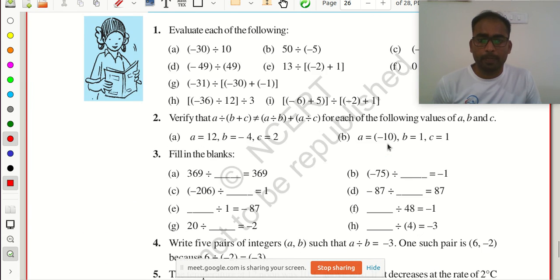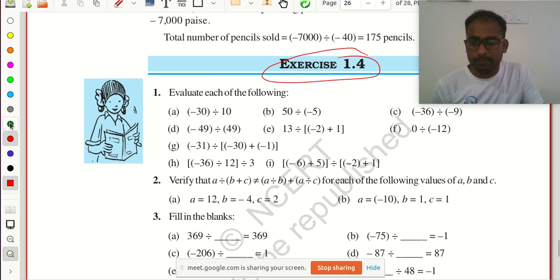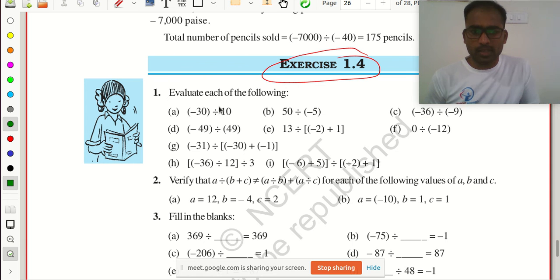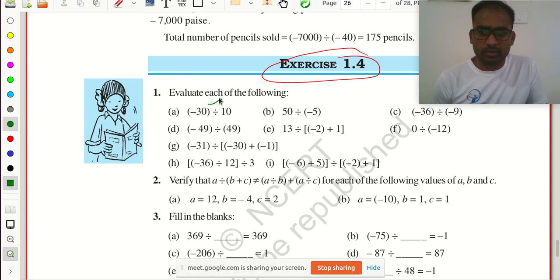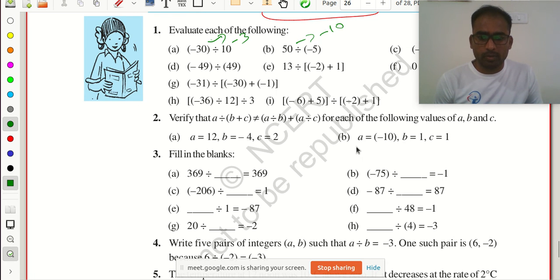Clear? And you just go through exercise 1.4 here. Evaluate each of the following. What is the answer of this one? Minus 30 divided by 10 is minus 3. 50 divided by minus 5 is minus 10. Same way we do the remaining problems. Okay, here I need to verify this one, a division with this one.